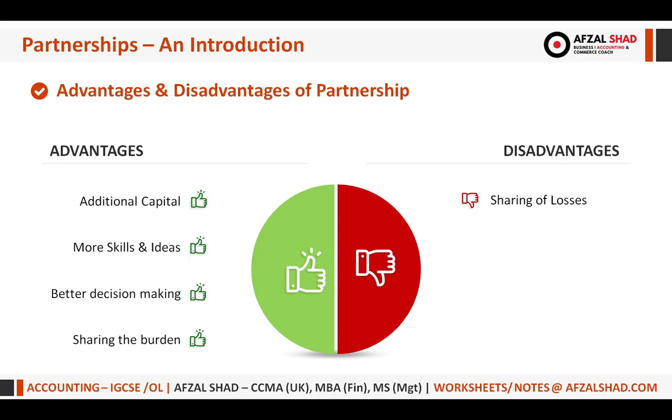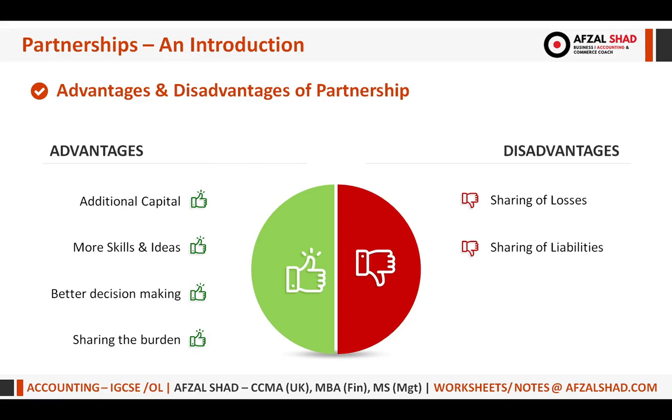If the business is having a loss due to any negative decision of the other partner, you have to be liable for that as well, because now you are sharing the burdens. So sharing the losses is a disadvantage. Then sharing of the liabilities.